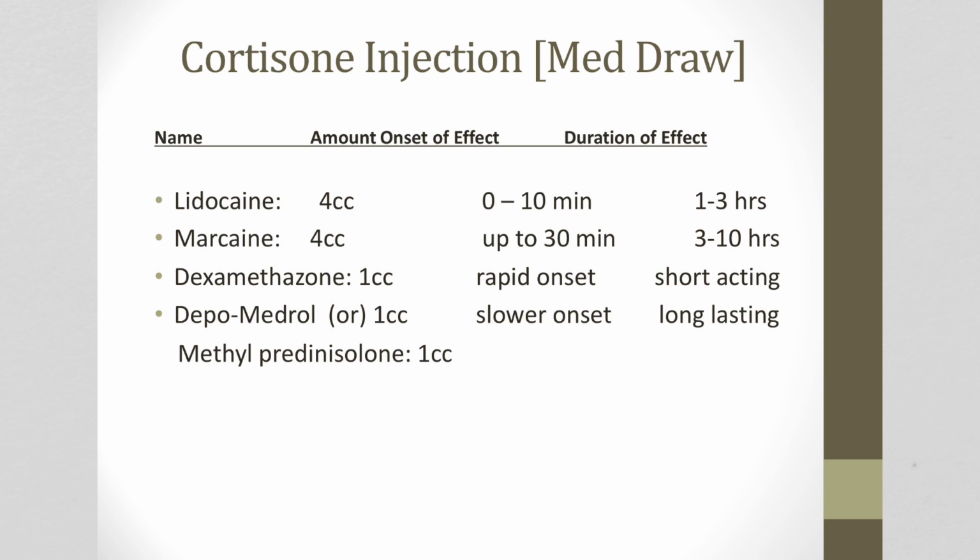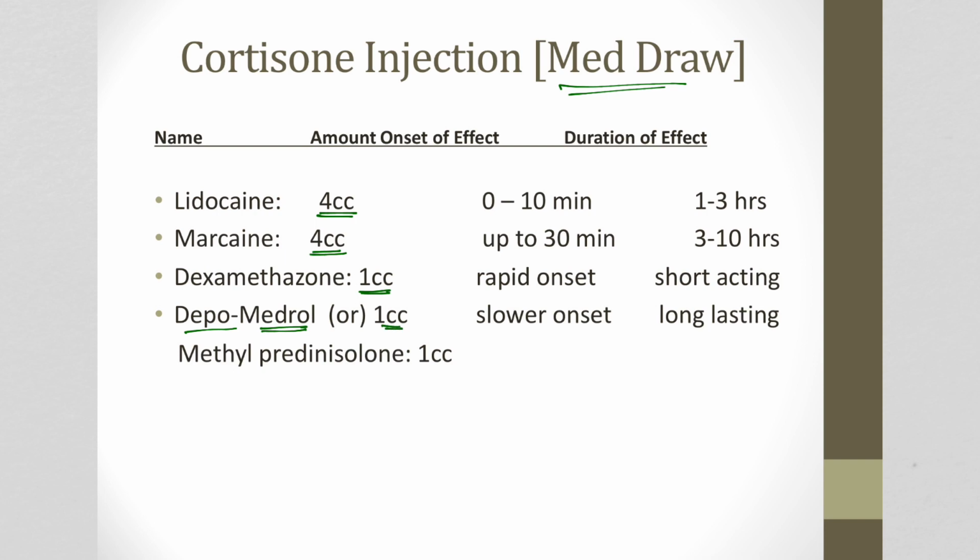Now, one thing that becomes important for you as athletic trainers is that oftentimes as athletic training students, you might actually be asked to do what's called a med draw, where you're actually pulling the corticosteroid out of its bottle in its fluid form. And so what are you pulling out? So for lidocaine, which is an analgesic, you'll take about 4 cc's. Marcaine, which is also an analgesic, you'll take 4. Dexamethasone, 1 cc.